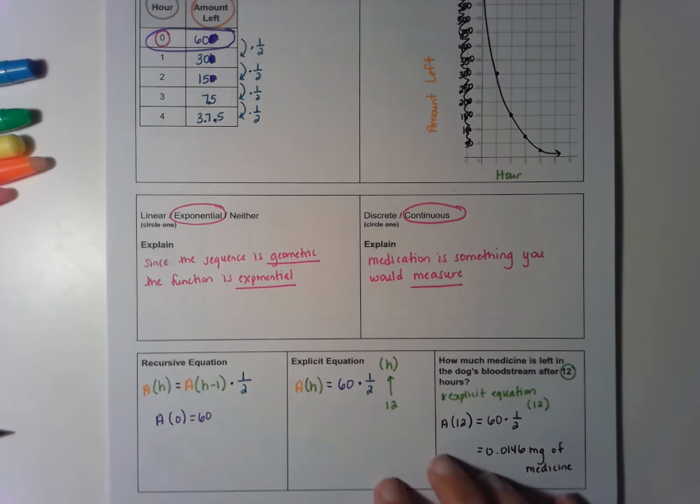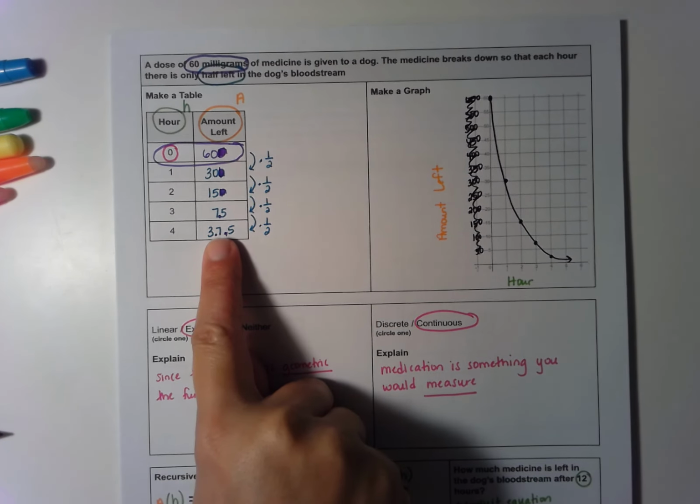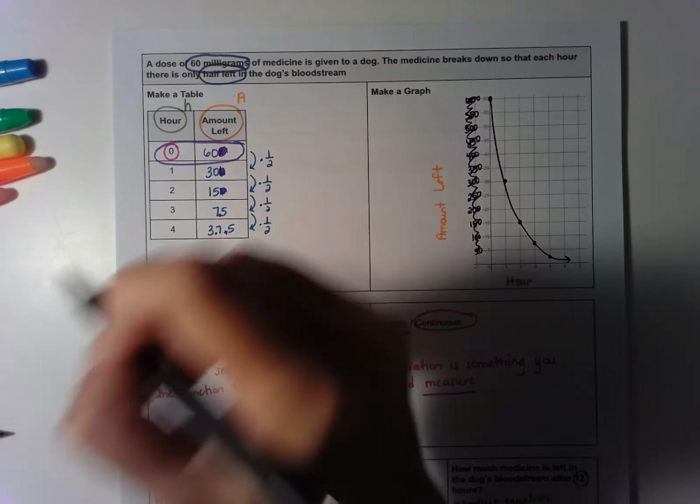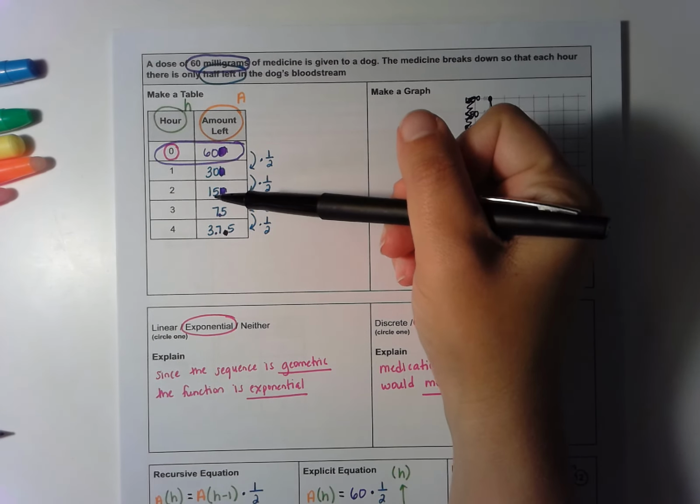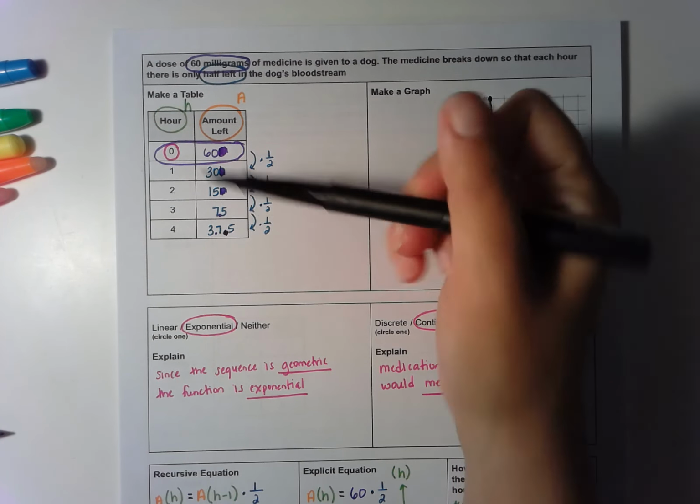All right, I apologize for misreading the question here. Hopefully you caught that mistake. It would just be 60, 30, 15, 7.5, and then 3.75.